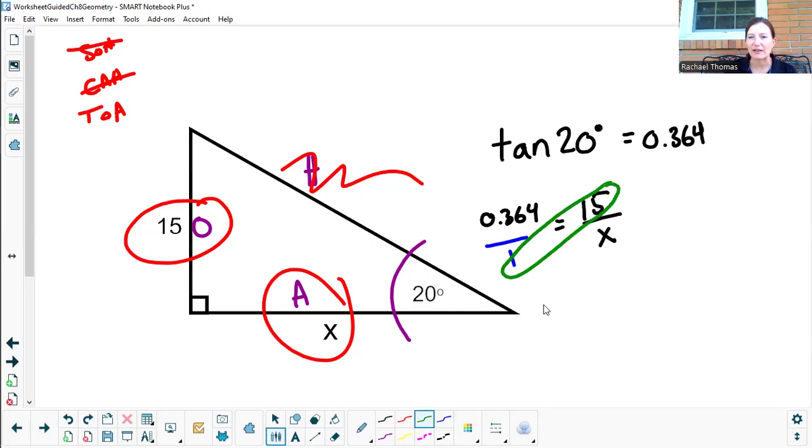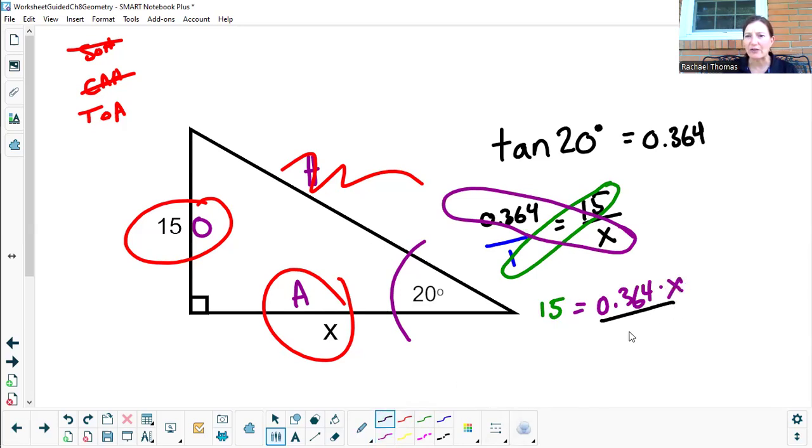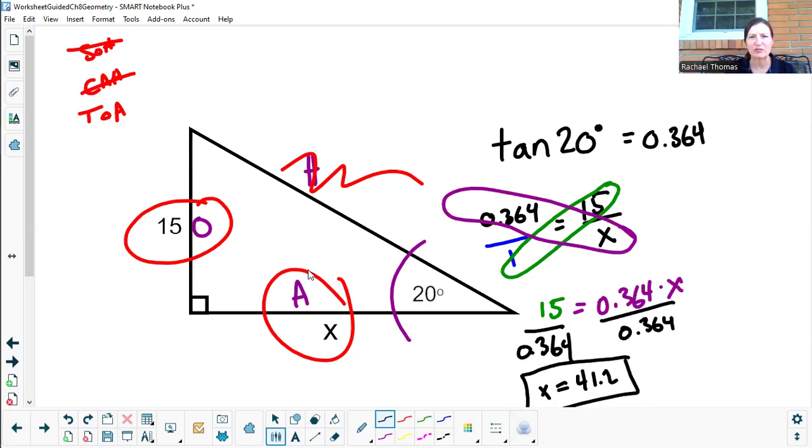If I cross multiply, I get 15 times 1, which is 15, equals 0.364 times x. So to get x alone, I now have to divide by 0.364. 15 divided by 0.364, which feels a little funny, right, to be dividing by a small number, but I get x equals 41.2. And looking at my picture, usually these pictures are drawn to scale. If they aren't, you can shake your fists at your textbook. That makes sense. I would expect a number that's greater than 15, and I did get a number that's greater than 15. So there we go.